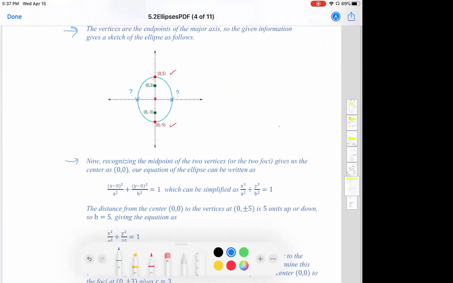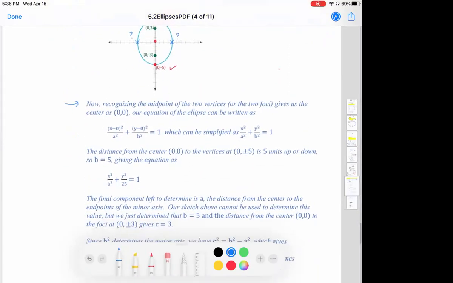Now, recognizing the midpoint of the two vertices or the two foci gives us a center 0, 0. Our equation of the ellipse can be written x minus 0 squared over a squared plus y minus 0 squared over b squared equals 1, which is simplified as x squared over a squared plus y squared over b squared equals 1.